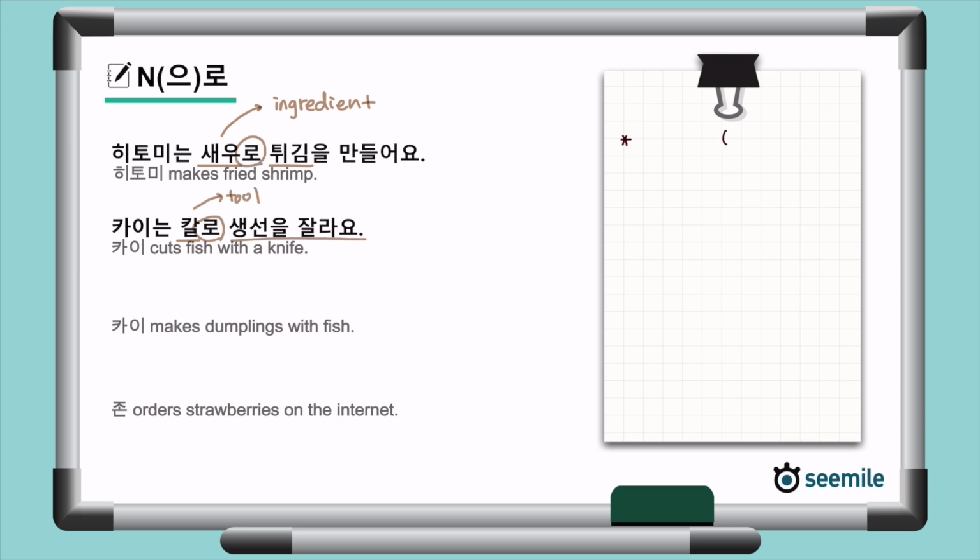Yes, 으로 is a particle used to indicate that the preceding noun is an object's material or ingredient, or the means for doing something. When the noun ends in a consonant, 으로 follows, and when it ends in a vowel, 로 follows. Keeping that in mind, say the following sentences out loud in Korean.